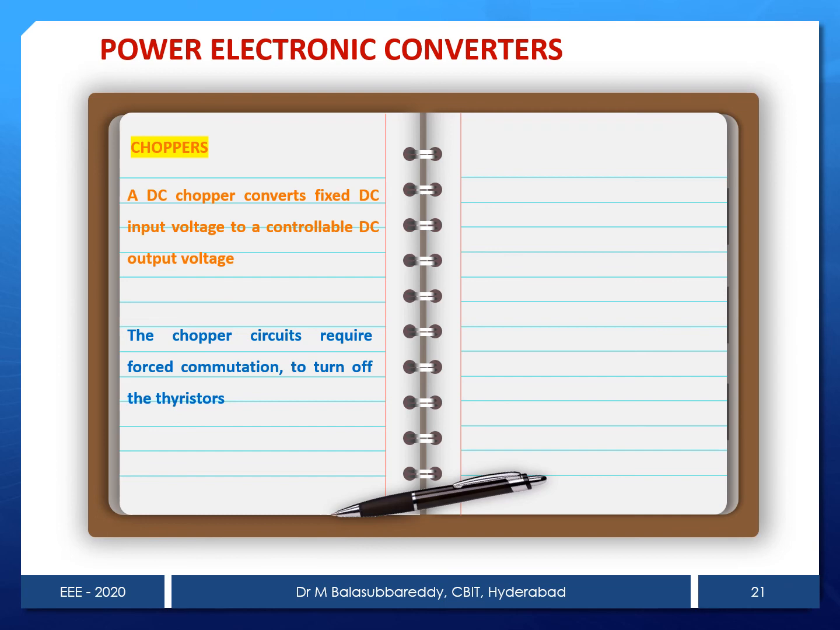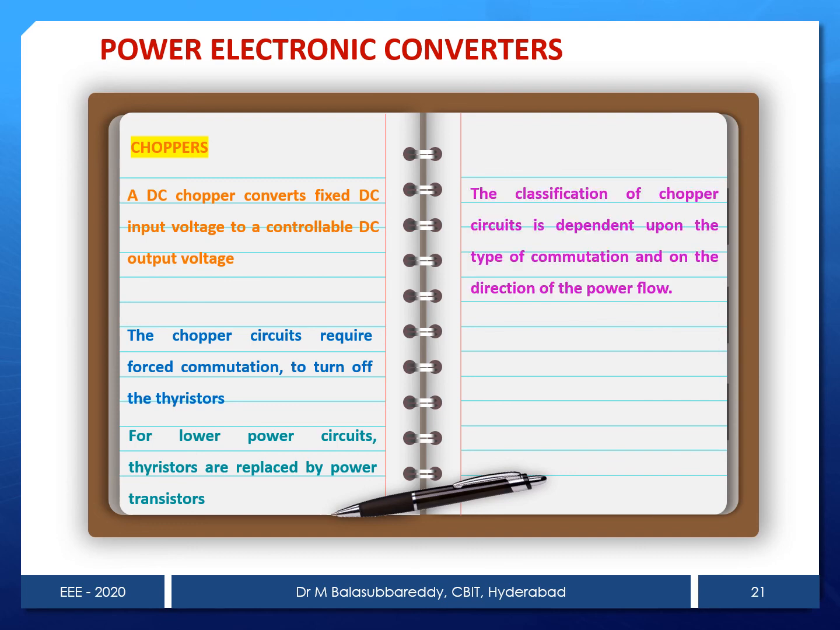You can use different types of commutation, but at the moment we call it forced commutation. Later we'll see what the commutation circuits are. For low power circuits, thyristors are replaced by power transistors, because in general choppers use transistors, MOSFETs and so on, for low ratings. As we observed previously, the high rating device is the SCR. So whenever we require a high rating application, only then we use thyristors; otherwise you can replace them.